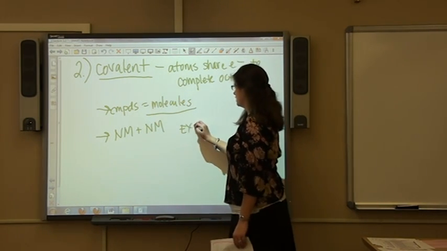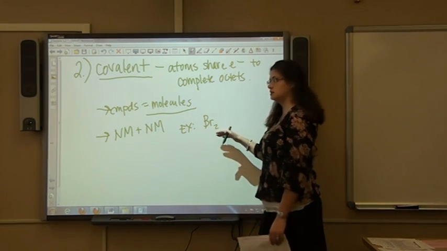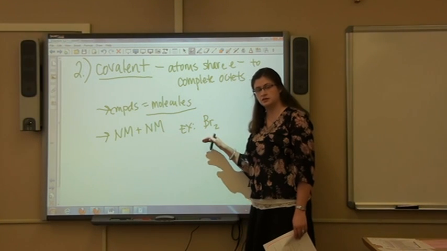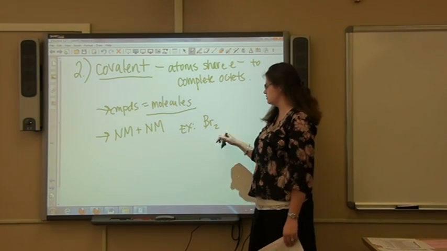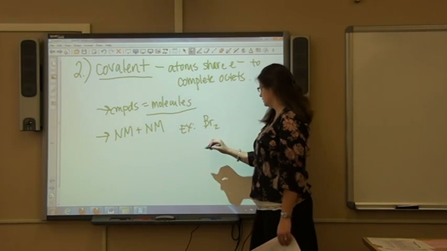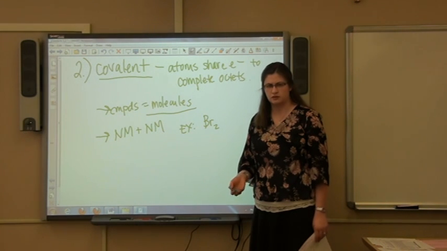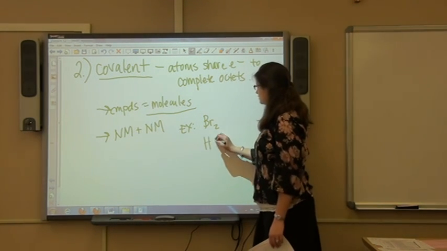Some examples are bromine gas. This is bromine in its elemental form. In order to have a full octet, you have to have 2 bromines. They have a single bond. Bromine's a nonmetal, 2 bromines, 2 nonmetals, covalent compound.